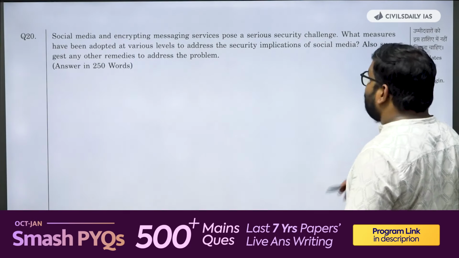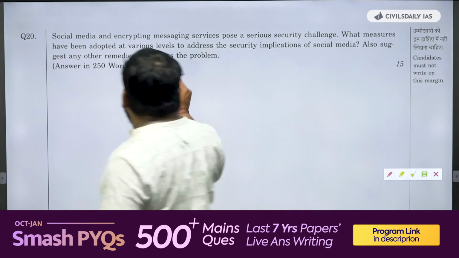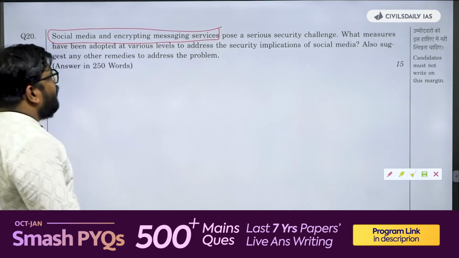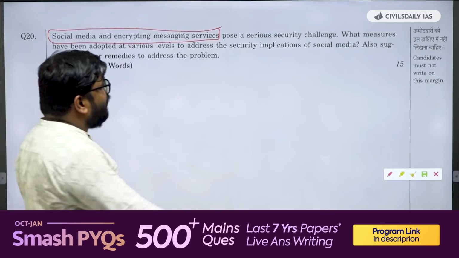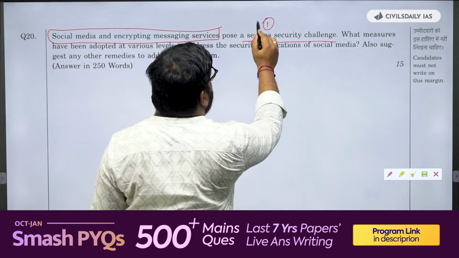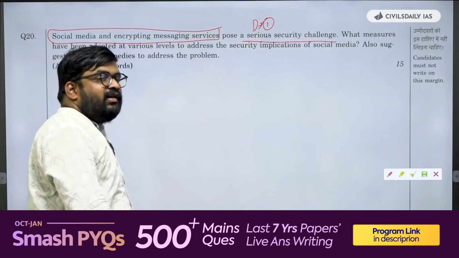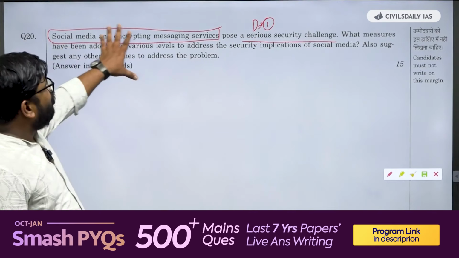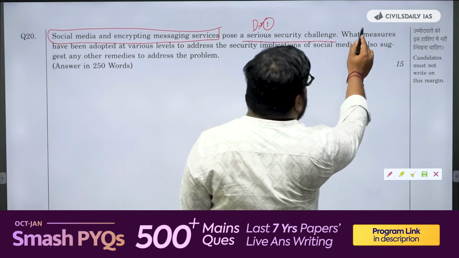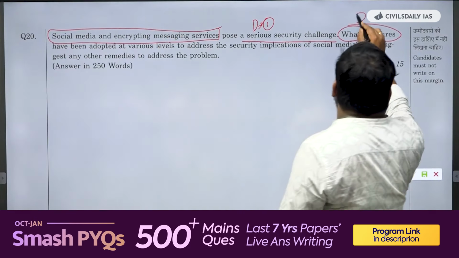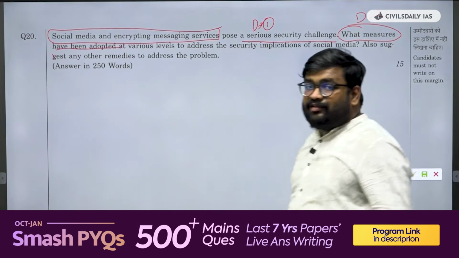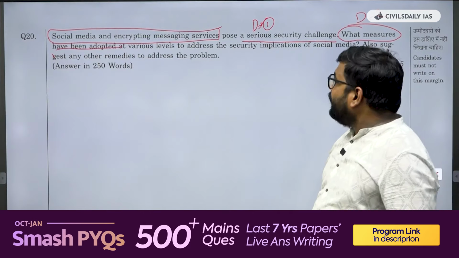So if you see the question, the core theme of the question is social media and encrypted messaging services. The first demand, or demand 1, is the security challenges posed by social media and encrypted messaging services. Second, your directive is what measures have been adopted. So measures taken is your second demand.